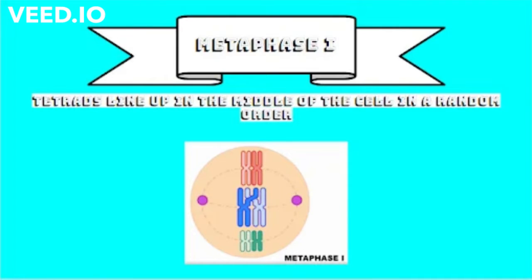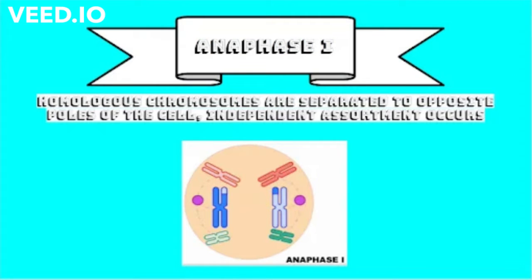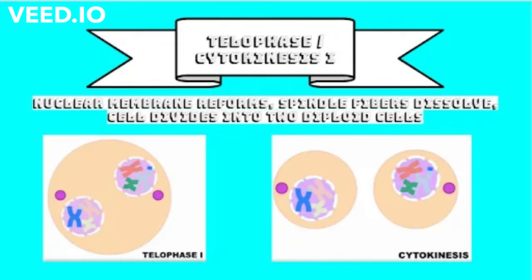Following prophase 1 is metaphase 1, and the tetrads line up in the middle of the cell in a random order. Next comes anaphase 1, when homologous chromosomes are pulled to opposite poles of the cell by the spindle fibers. Independent assortment also occurs, but I'll cover that later as well. Finally, telophase 1 occurs, which is when the nuclear membrane reforms and the spindle fibers dissolve.